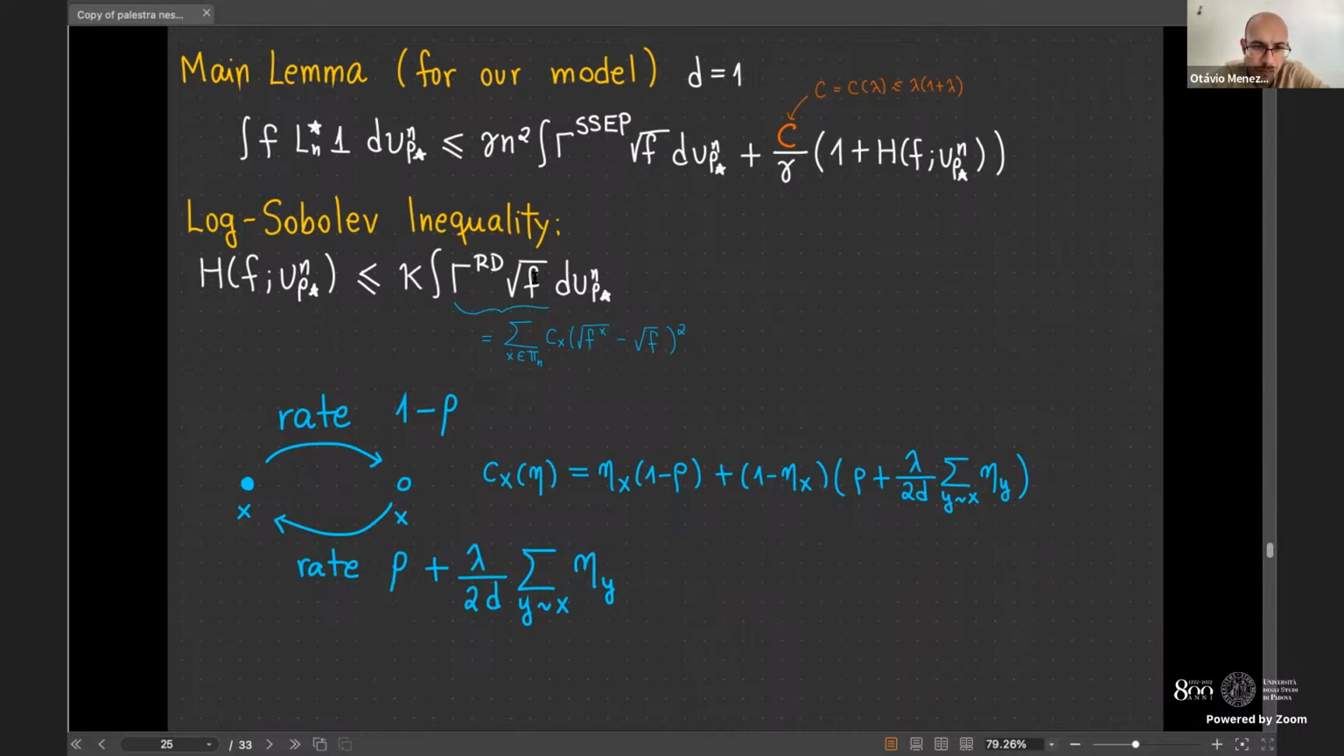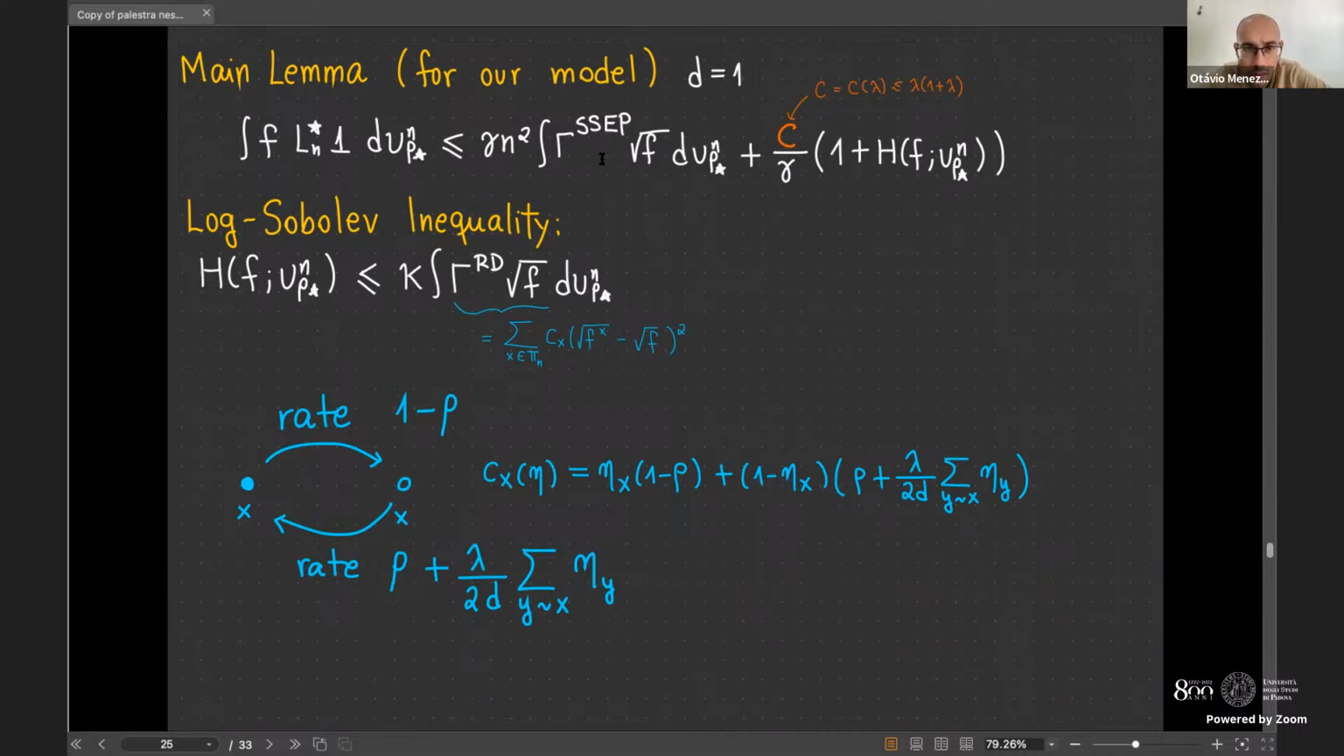Now, for this model, we could just use the Log-Sobolev inequality that was already proven, because it's basically spin flips, with finite range spin flips against an IID measure. So this result is already known.